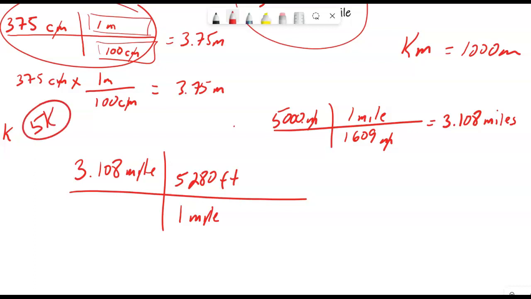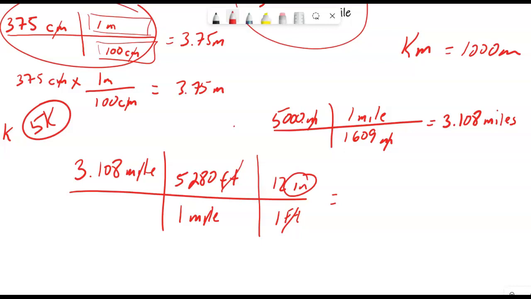And I want to keep going, though. I want to get inches. So I can go one more step. And I could say, well, in 1 foot, there are 12 inches. And my feet would cancel. And I would be left with the unit of inches. And I just have to multiply across the top.